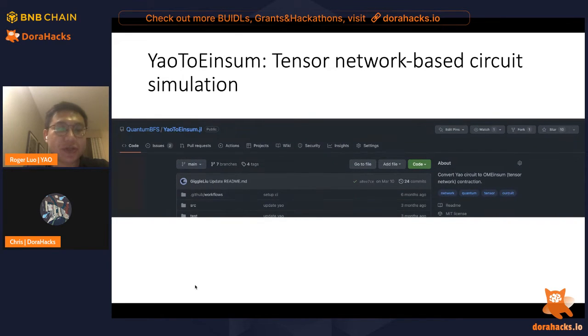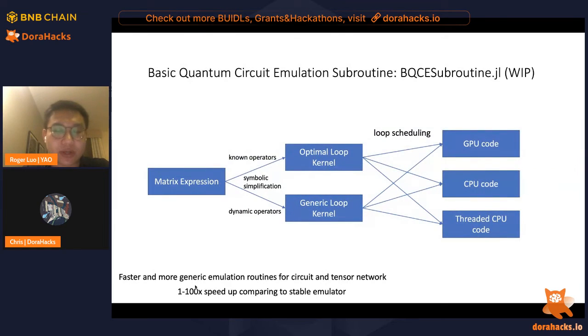The other package is the YAO to Einstein package, which converts quantum circuits to tensor network-based simulation. It implements the same algorithm that has been used to simulate the Google Sycamore circuit, which was the claim of quantum advantage. The other, still work-in-progress project is the basic quantum circuit emulation subroutine, which aims to automatically compile optimal loops for quantum circuit or tensor network contraction intrinsics. Some of the intrinsics got even 100 times speedup compared to our current stable simulator.